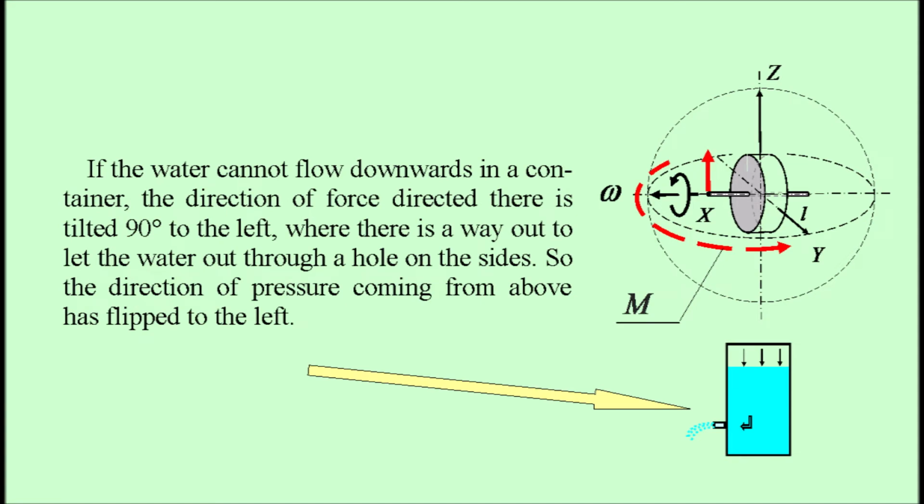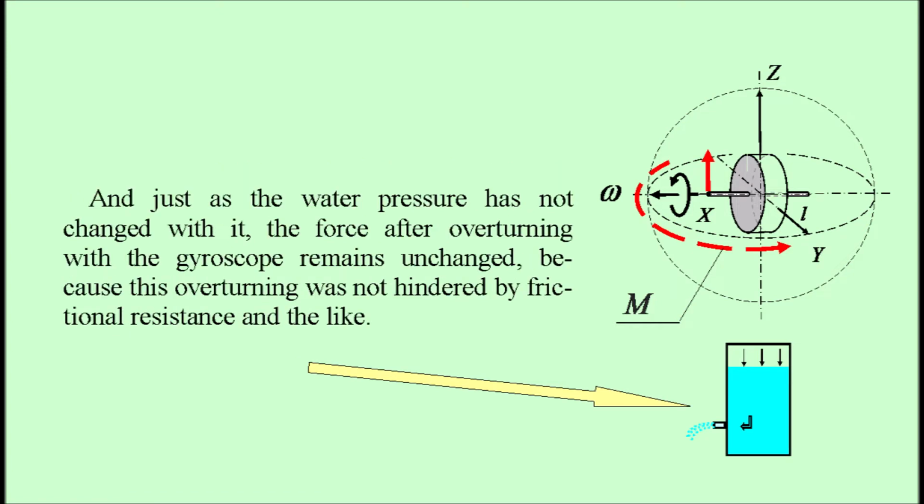If the water cannot flow downwards in a container, the direction of force directed there is tilted 90 degrees to the left, where there is a way out to let the water out through a hole on the sides. So the direction of pressure coming from above has flipped to the left. And just as the water pressure has not changed with it, the force after overturning with the gyroscope remains unchanged, because this overturning was not hindered by frictional resistance and the like.